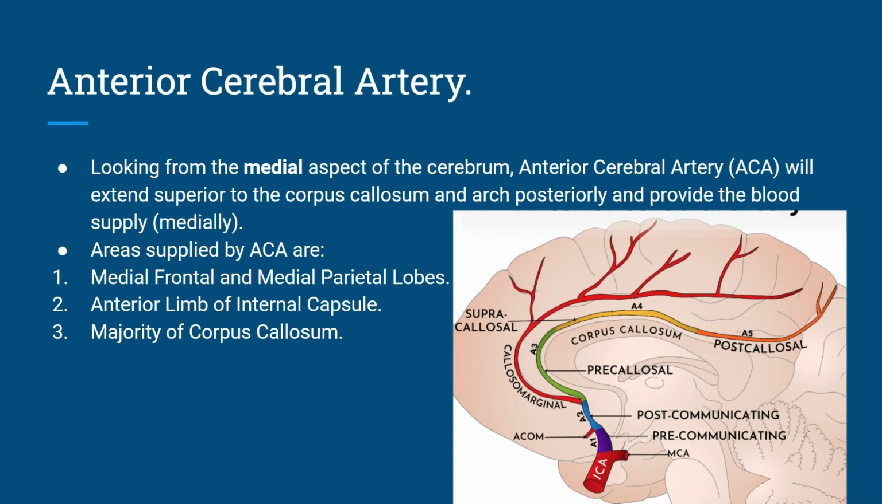The anterior cerebral artery, you see here, originates from the internal carotid artery and goes on the medial aspect of the cerebrum. It extends superior, above the corpus callosum, and gives off branches to the superior aspect of the cerebrum. You have to understand that this artery supplies medial parts of the different lobes of the brain. The areas supplied by the ACA include the medial frontal and medial parietal lobes, the anterior limb of the internal capsule, and the majority of the corpus callosum.